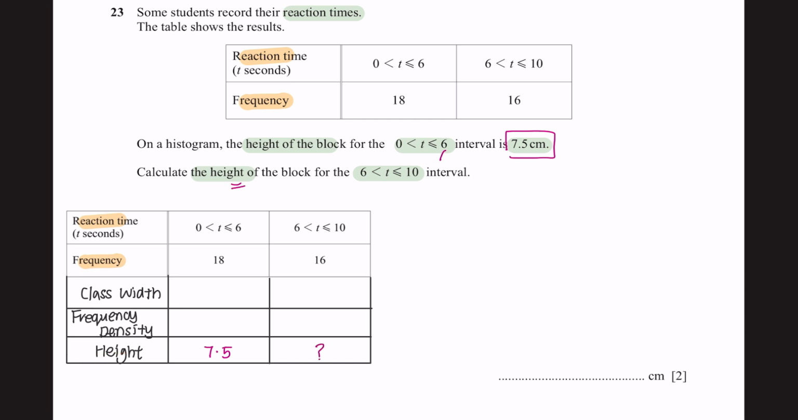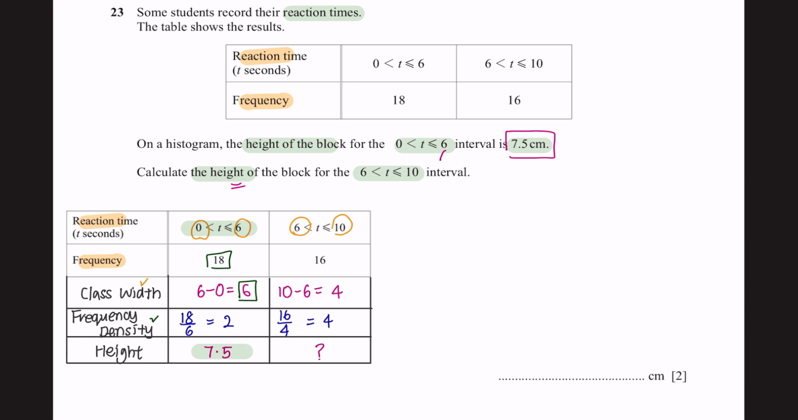To do that, we are going to need our class width, which is 6 minus 0. And for the next reaction time, it's 10 minus 6, so it's 4. Next, we're going to look for the frequency density. To find the frequency density, we will take the frequency divided by the class width. It has been given that for this interval, this is the height.